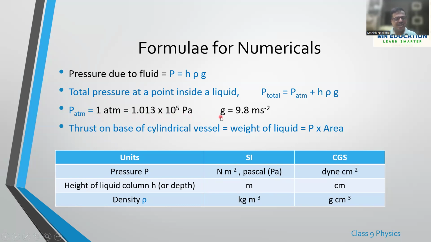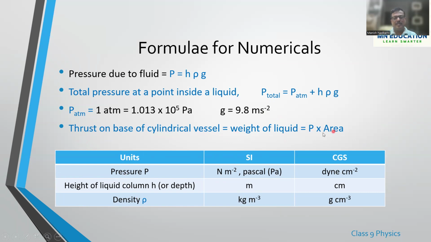The value of g is to be taken as 9.8 meters per second square. Sometimes in the exam, they might ask you to take the value as 10. Let's go through the thrust on the base of a cylindrical vessel. Suppose there's a vessel containing water. How much would be the thrust, the force acting on the base of the vessel?